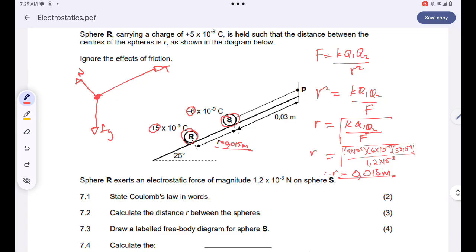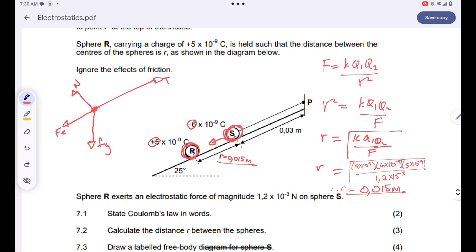I want to see how sphere S, how this charge over here, is going to behave as a result of sphere R. Since they're attracting one another, charge R will pull charge S down the incline. So this will be the electrostatic force between the two charges. Are you together? You can draw a free body diagram like this, or draw the other one that has the components of gravitational force.